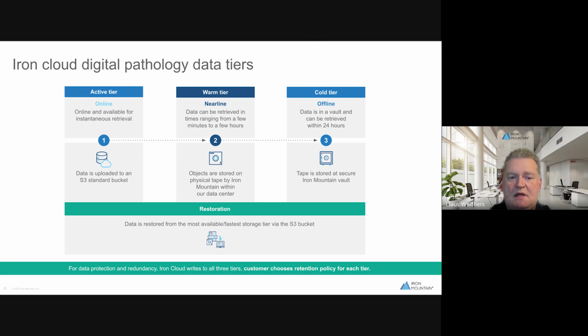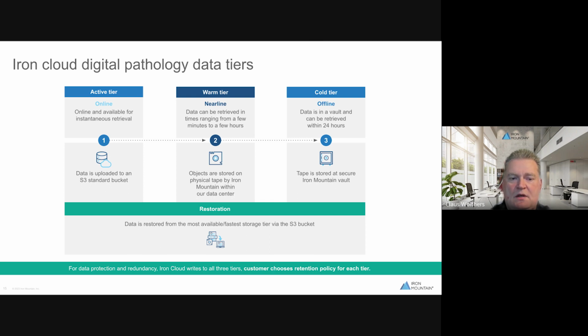The images are still available, but it might take a minute or 2 for the images to be restored back to the active tier. We call this the warm tier. It's not fully archived yet, but it's not in a high availability mode. It's still accessible within a few minutes.